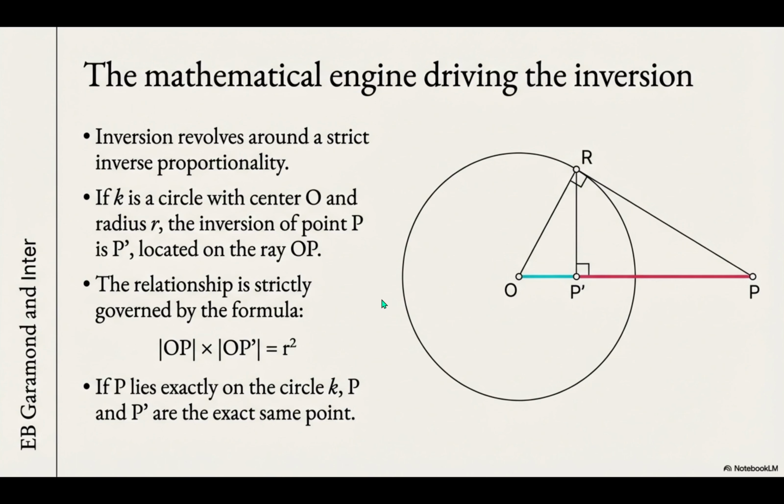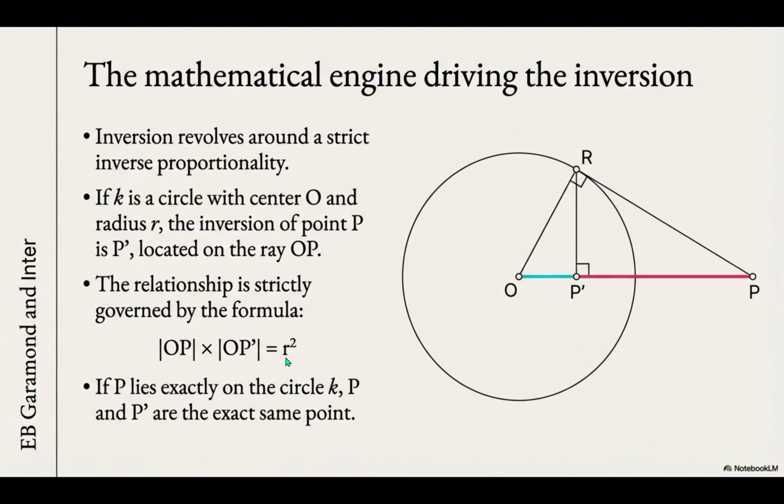It revolves around a very strict, beautiful, inverse proportionality. Think about standing inside that circle you just drew. If you take a point, let's call it your original point P, and you want to find its inverted twin, P prime, you just measure the distance from the center O to your original point. Then, you multiply that distance by the distance from the center to the new inverted point. That multiplication will always, without fail, equal the radius of your circle squared.